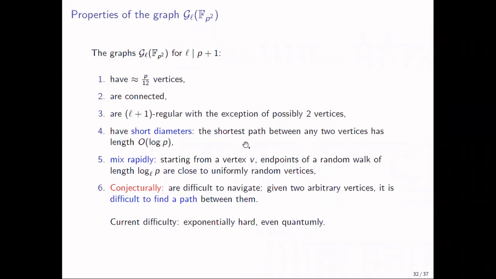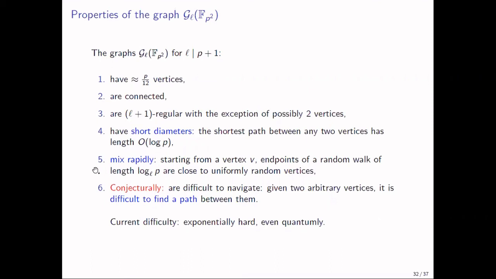Another thing you can prove is that these graphs have rather short diameters, which means that if you take any two vertices, the shortest path between them will be rather short. You have a graph that has p vertices, but the shortest path between any two of them is about the size of log p, just very, very small.